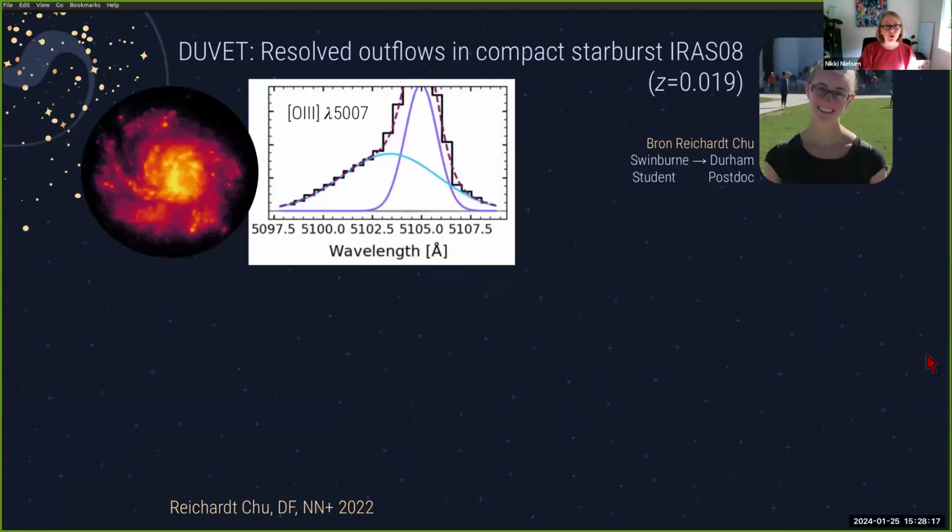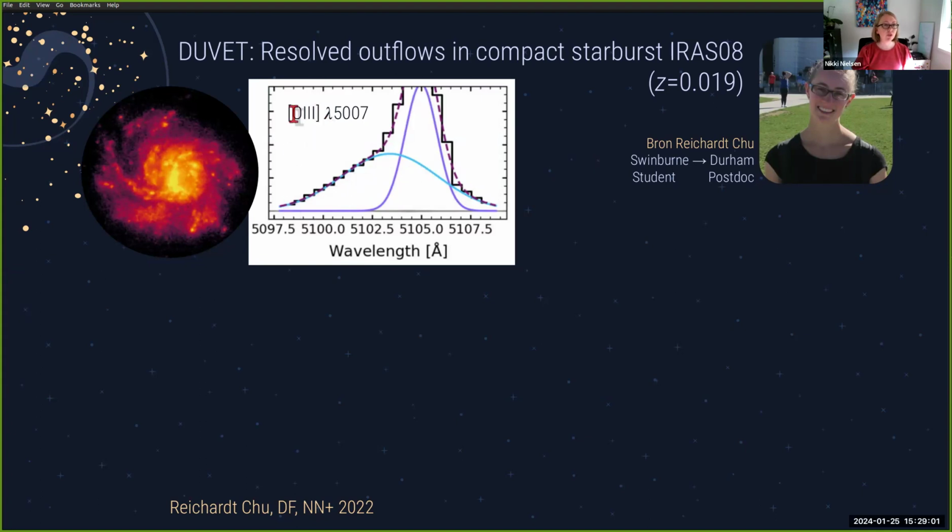All right, moving on to our face-on sample. So this is RS-08. This is work done by Braun Reichert-Schuh, who was a PhD student here at Swinburne, but she recently moved on to Durham as a postdoc. And so this galaxy was actually the first galaxy we observed for DUVET. When we looked at the gas in the disk, we found these very asymmetric emission lines where Braun was able to fit this narrow ISM component, but then we found these very broad, very blue shifted Gaussian components in the emission.